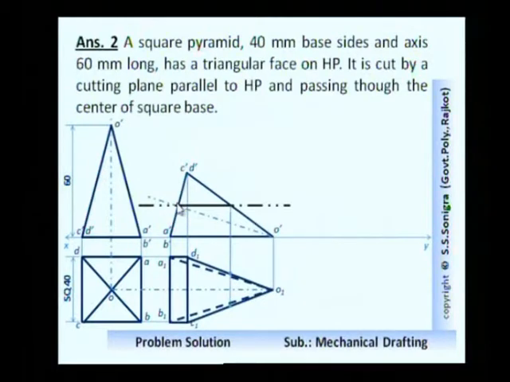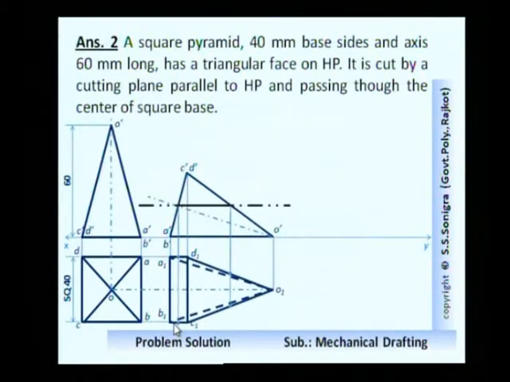Similarly, here 2 points would be there. One is on AB, AC, and another on BD. So on AD, A1 D1 here. From this point draw a straight vertical line. It will cut A1 D1 at one point. Similarly, it will cut B1 C1 at another point.